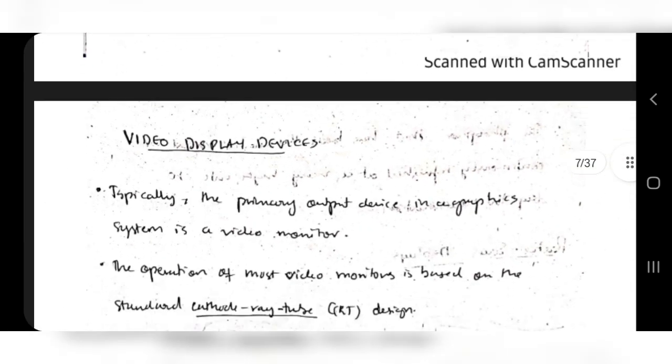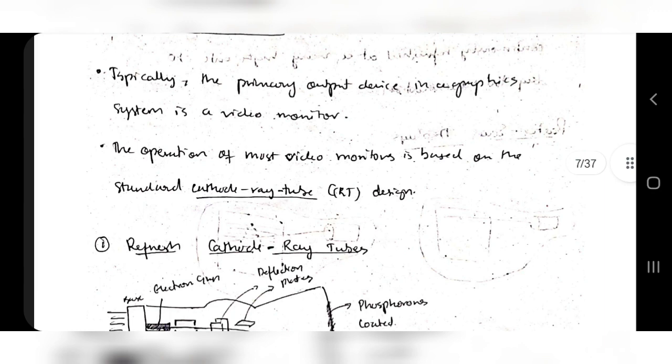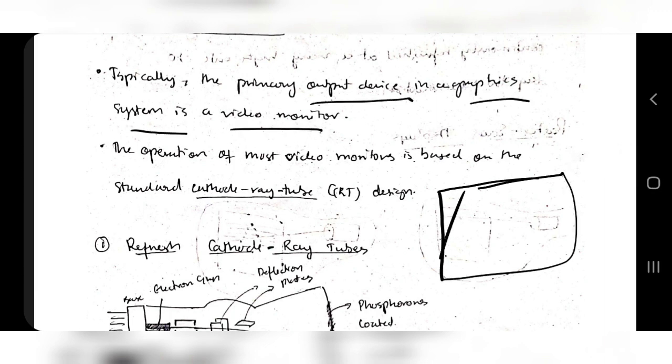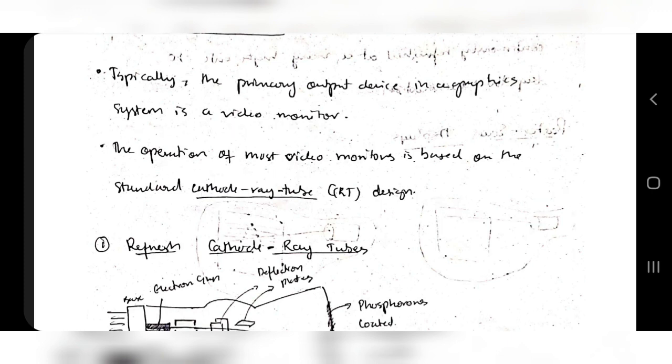Okay, so typically the primary output device in the graphics system is a video monitor. So where can you see the output? It's in the video monitor, right? The operation of most video monitors is based on the standard cathode ray tube design. Okay, if I tell you basically what's happening: these are the electrons, they are at this level. If they reach this level, they will emit energy in the form of light, right?